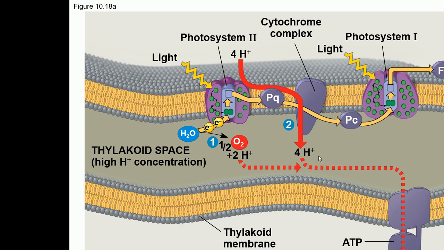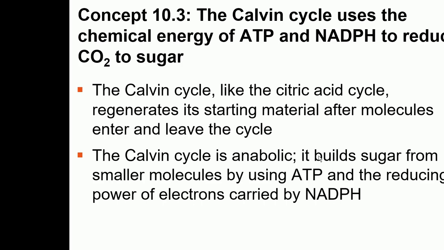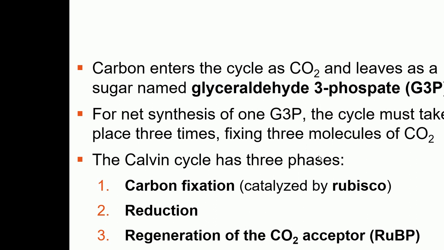And now the last thing we are going to discuss in this chapter is the Calvin cycle, which is an anabolic process. It builds the sugar, and the energy is coming in the form of ATP and NADPH. And the Calvin cycle involves 3 phases. First is carbon fixation, and it is catalyzed by a very, very important enzyme called Rubisco. And this is the most abundant protein which is present in our biosphere.